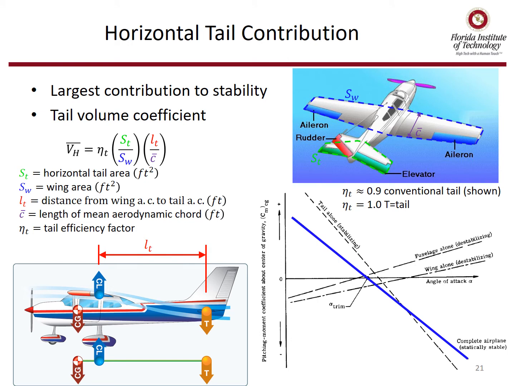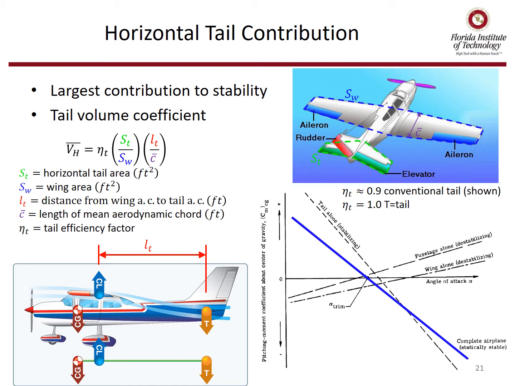So we talked about the main wing components, we talked about the propulsion components, and in the end it comes down to the tail. The tail is the largest contribution to static stability or stability in general. And the way you can look at the tail and the effectiveness of the tail is by a thing called the tail volume coefficient, which we define here as V sub h bar. It's made up of some ratios and a term called eta sub t, and we'll go through these one by one. So S sub t is the horizontal tail area, and it's shown in the diagram here.